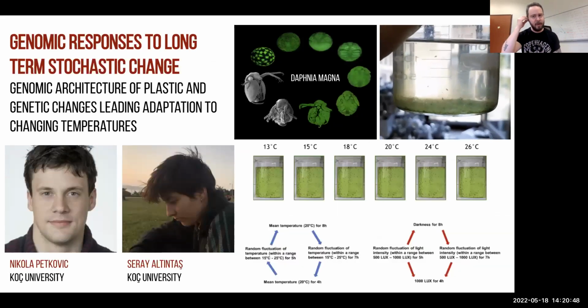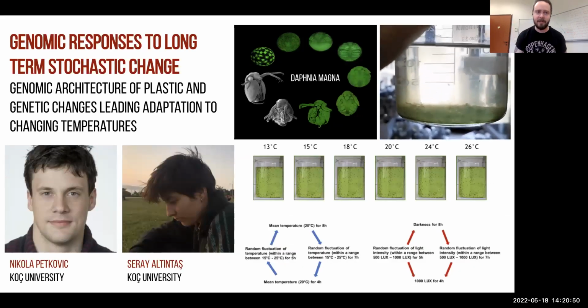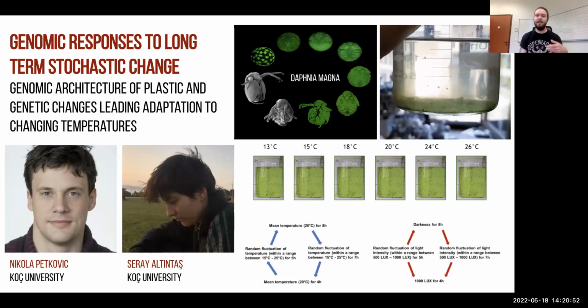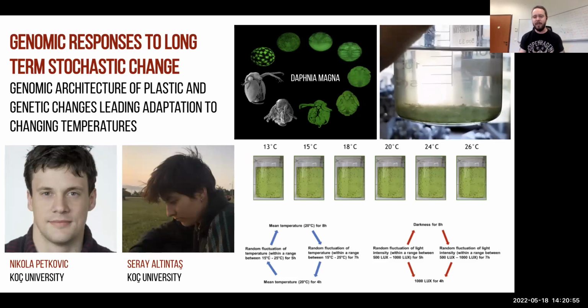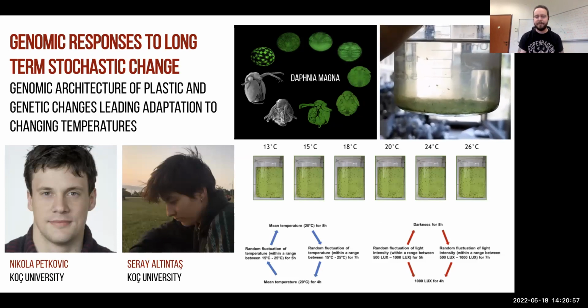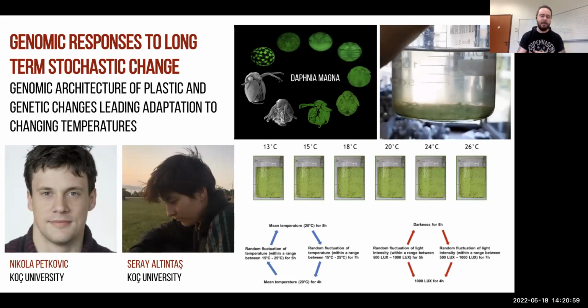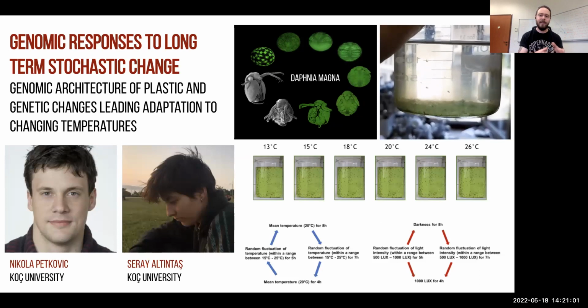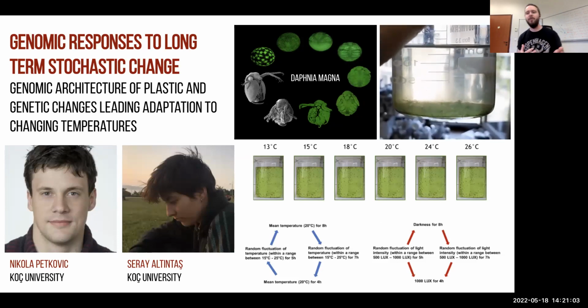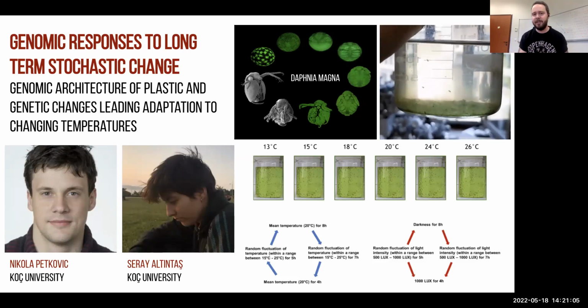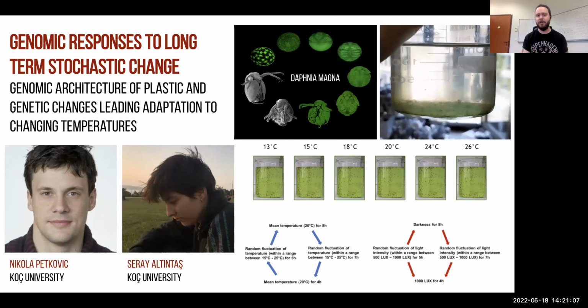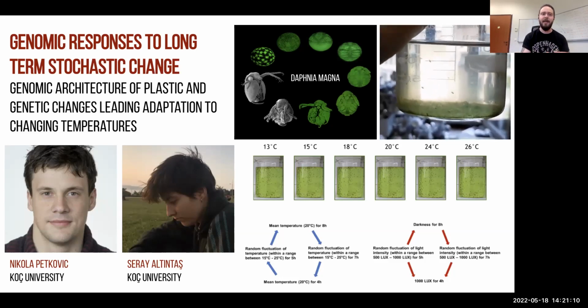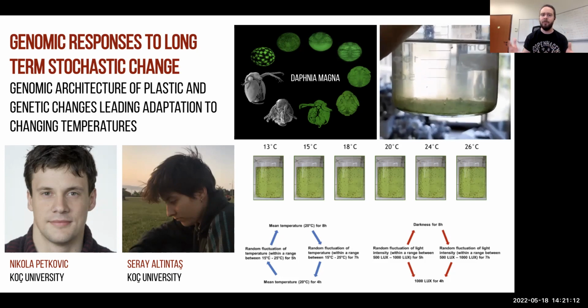Some other stuff that we're doing in the lab is all about understanding environmental change. In the lab, environmental change is always studied at fixed temperatures. What we actually want to do is, if environments are changing, if we have global warming, it's always stochastic change. So we want to see genomic responses to long-term stochastic change.